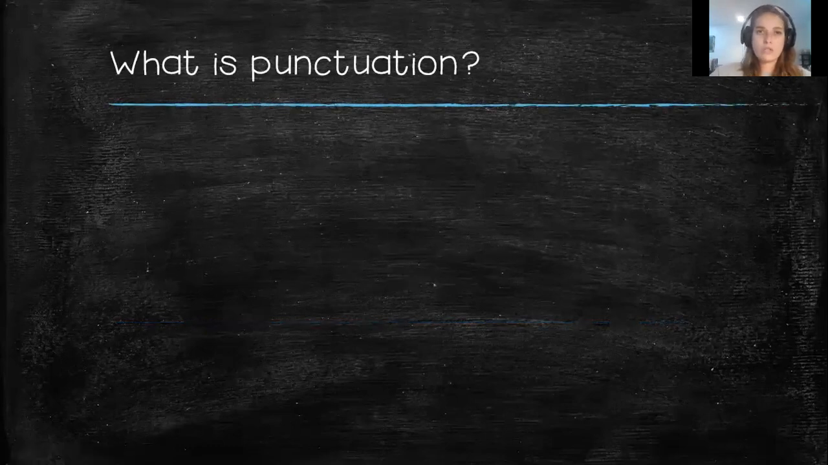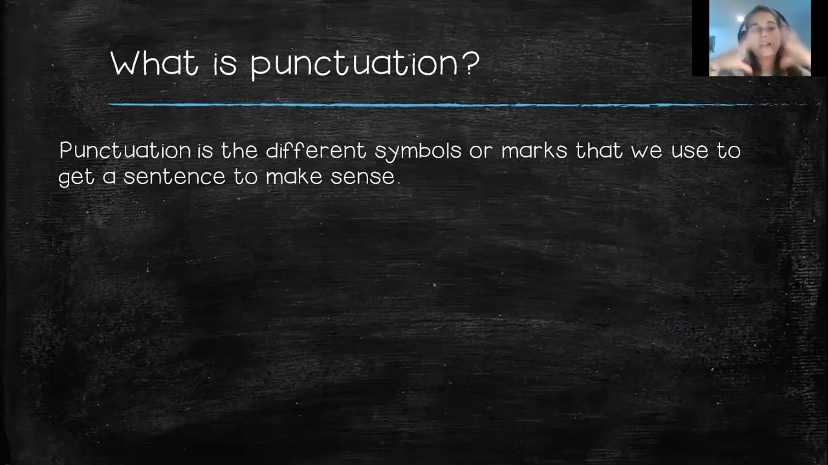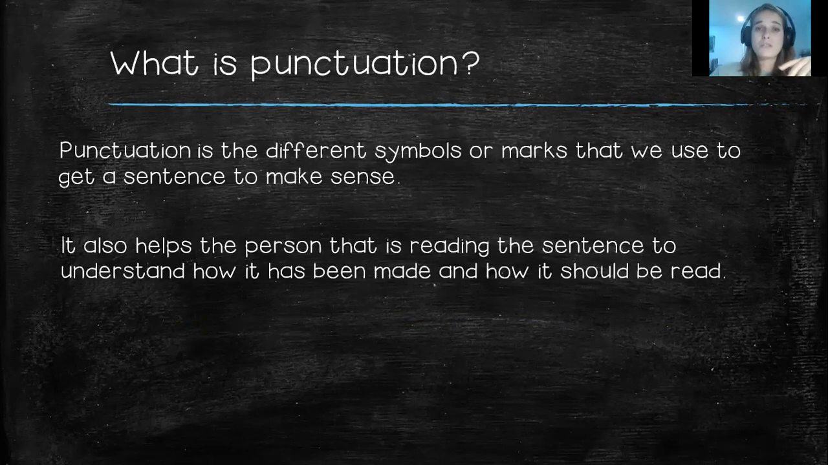So what is punctuation? It is a collection of different symbols or marks that we use in our writing to build a sentence and to make sure that it makes sense. It also helps us when we are reading. When we're reading our readers, we often look at our punctuation to see when we need to pause, or when we need to stop, or when we are beginning a new sentence. So punctuation helps a reader to understand how a sentence is built and shows them how it should be read.